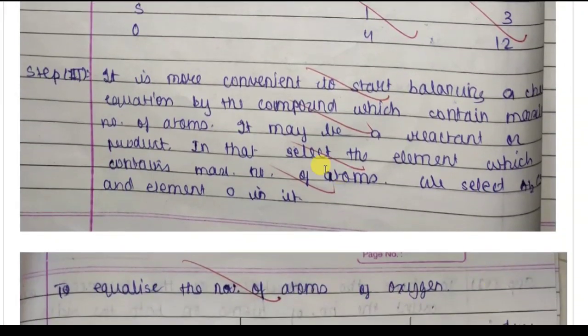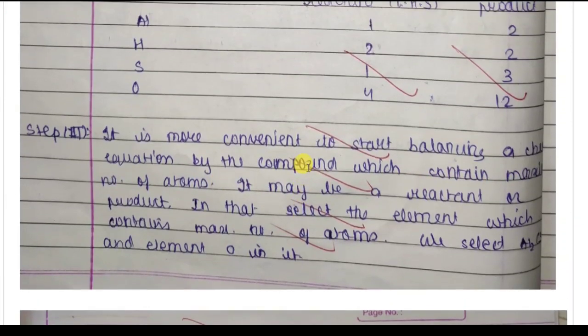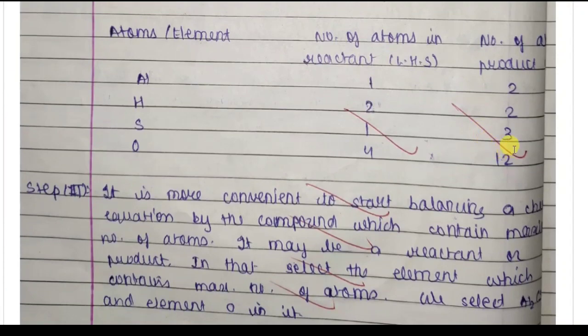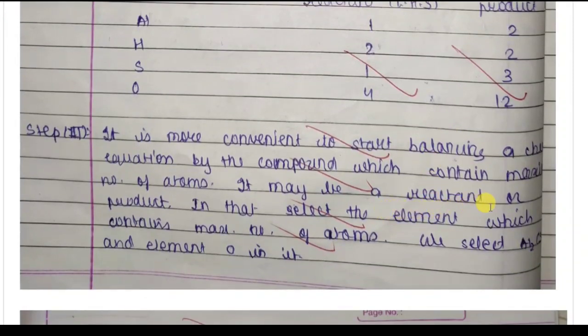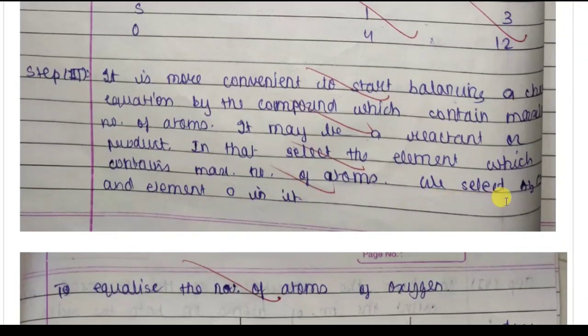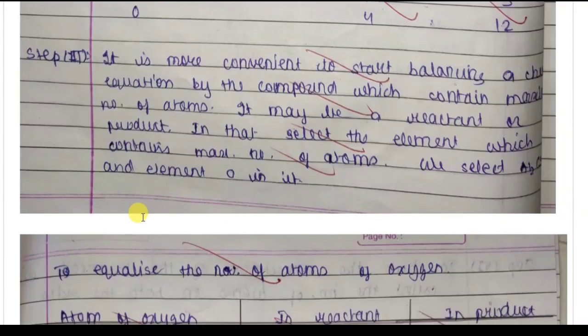So the third step is that it is more convenient to start balancing a chemical equation with the compound which contains the maximum number of atoms. Here you have to find the maximum number of atoms, which is oxygen. This contains 12 atoms. It may be a reactant or product. In that, select the element which contains the maximum number of atoms. We select Al2(SO4)3 and O.